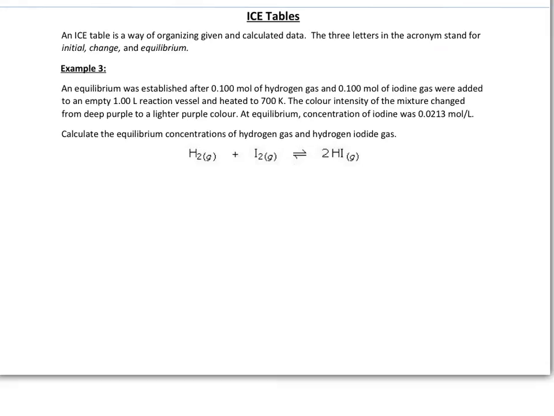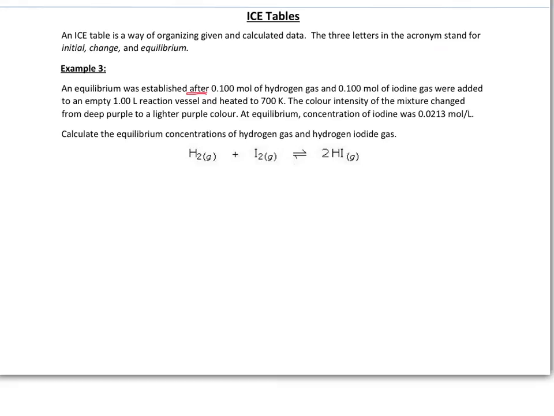An equilibrium was established after 0.1 moles of hydrogen gas and 0.1 moles of iodine gas were added to an empty 1 liter reaction vessel and heated to 700 Kelvin. The fact that an equilibrium was established after this happened indicates that we are not yet at equilibrium for the 0.1 moles of hydrogen and iodine, and this is the indicator that we require an ICE table.